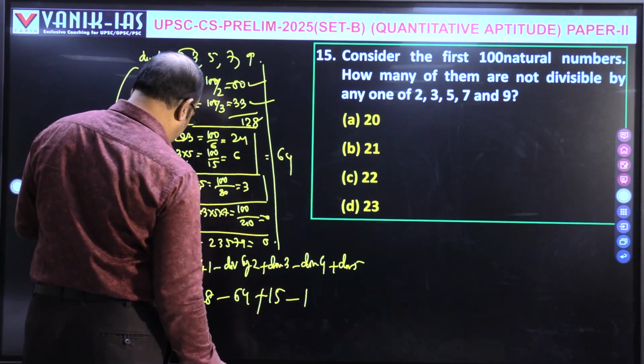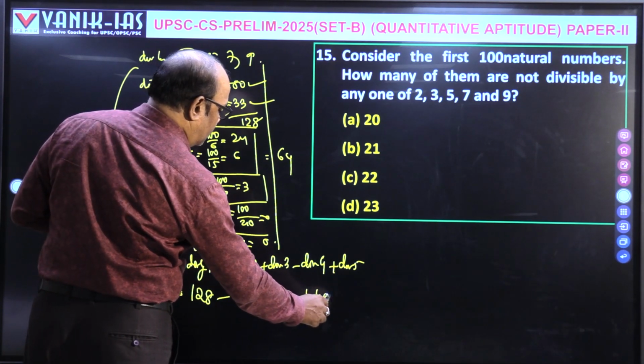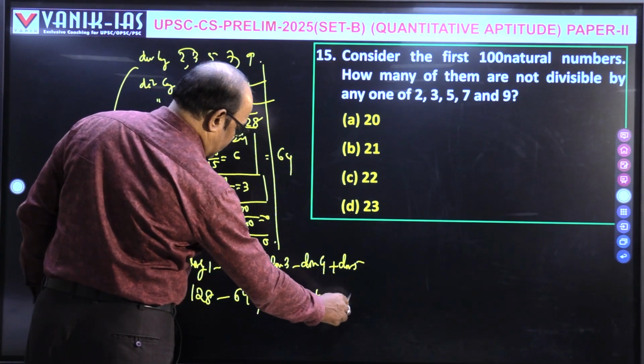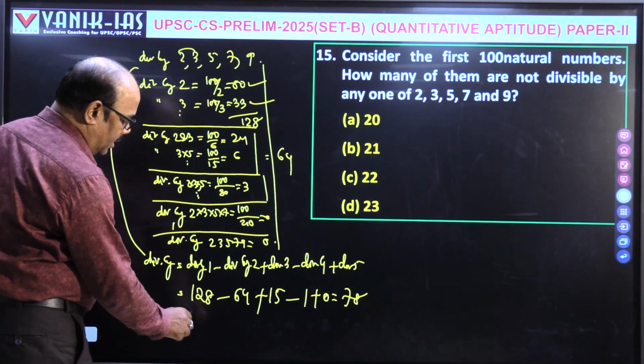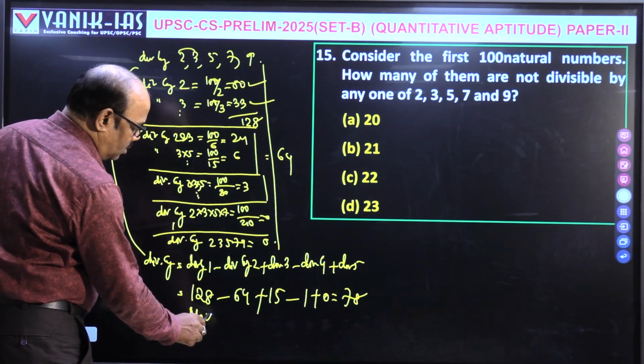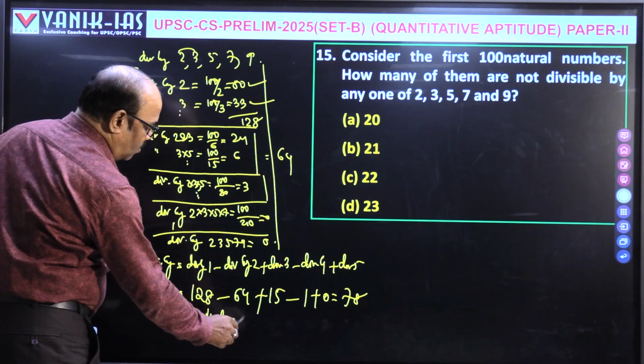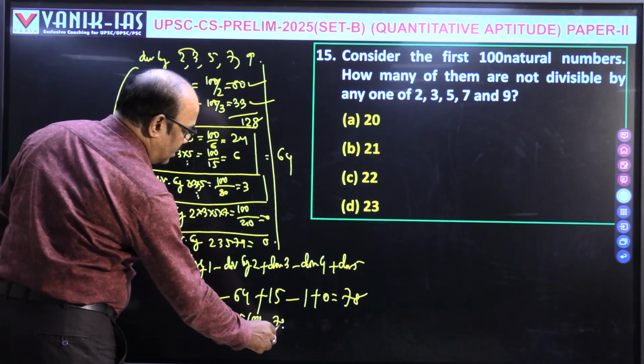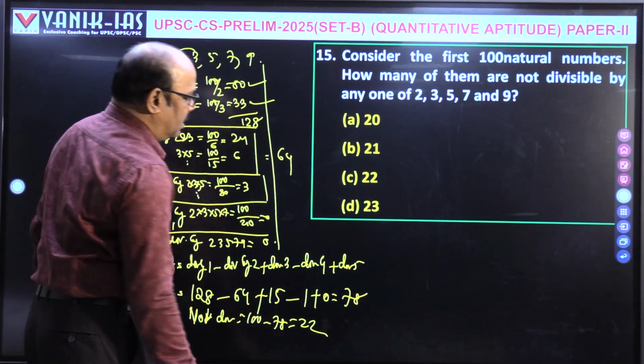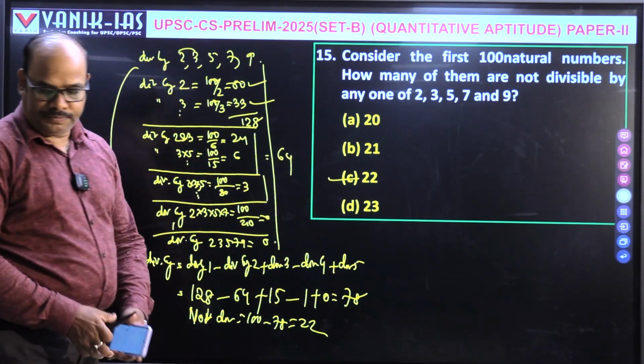Minus divisible by 4 numbers, only 1, and 5 gives 0. So the answer is coming 78. If it is divisible, then not divisible will be the remaining numbers. So not divisible is equal to 100 minus 78, and that becomes 22. So this is the answer. The option is C.